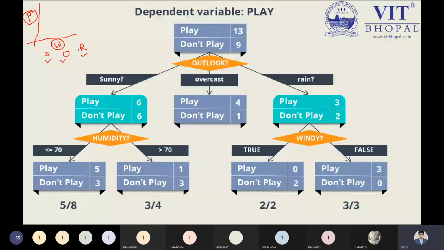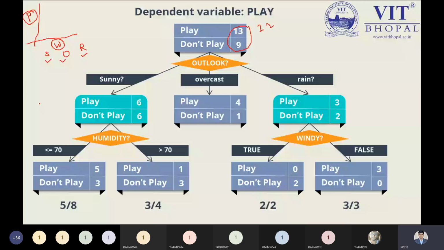You can see the total number of people: if I add all these values, there are 22 people here. From these 22 people, 13 people are ready to play the game, and the game could be anything. Don't worry about the game, but right now we need to understand what our problem is. So 13 people are ready to play the game and 9 people are not ready to play the game. Depending on the weather condition, the person will decide whether we should play the game or not play the game.